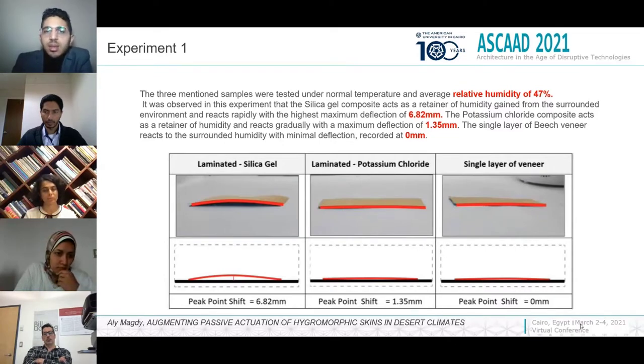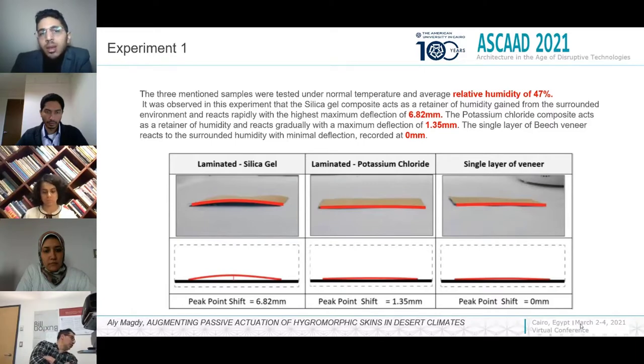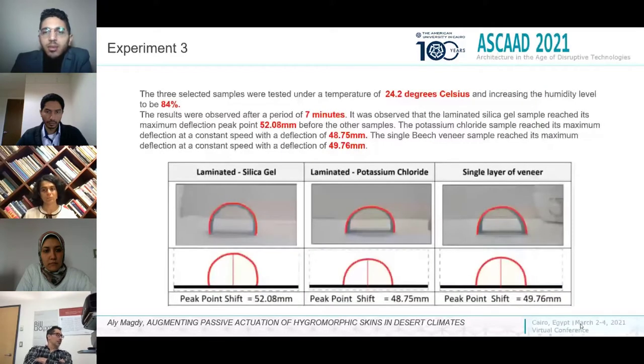And after 3 minutes, at a temperature of 25.7 and relative humidity of 47%, the silica gel reacts rapidly to reach the highest deflection angle, or highest deflection magnitude. After 7 minutes, at 24.2 degrees Celsius, and while increasing the humidity level to 84%, the laminated silica gel sample reached its maximum deflection peak of 52.08 millimeters, while the potassium chloride reached a maximum deflection with a constant speed of gradual deflection, 48.75, similar to the single layer of peach veneer at 49.76.